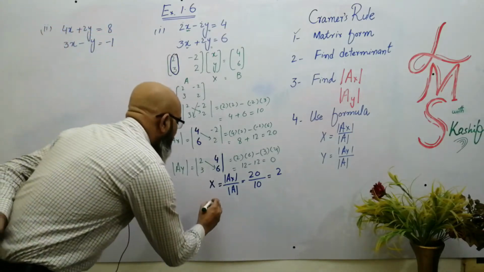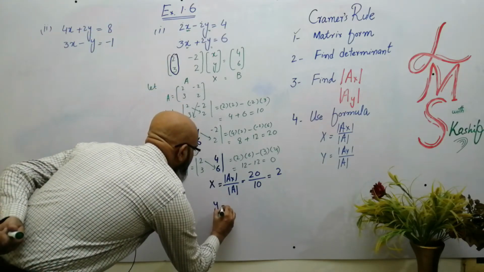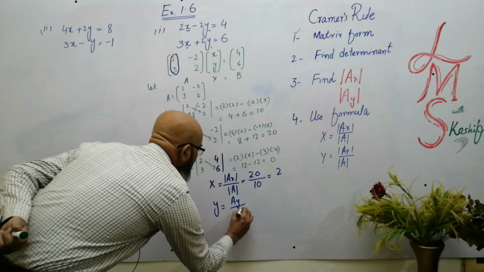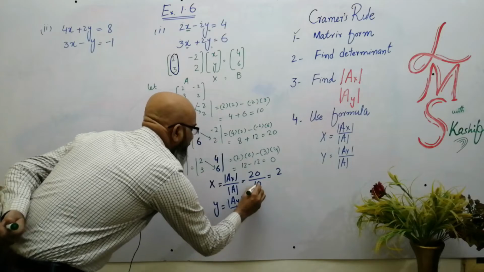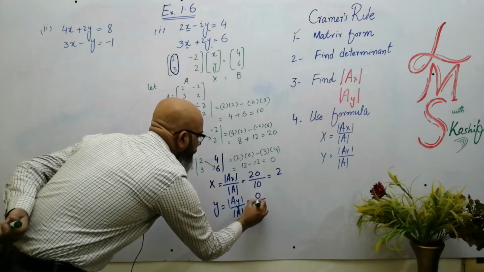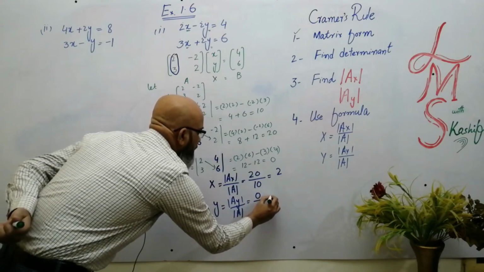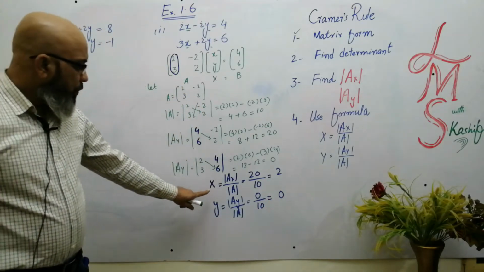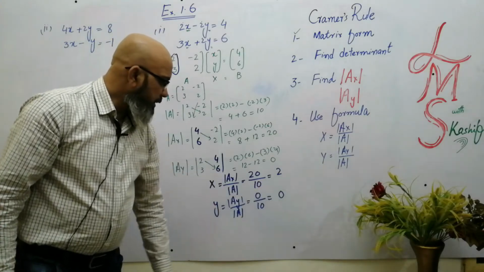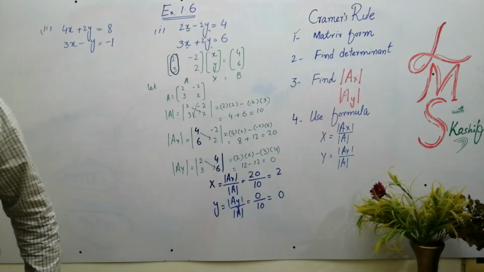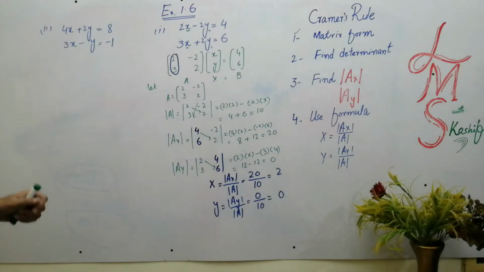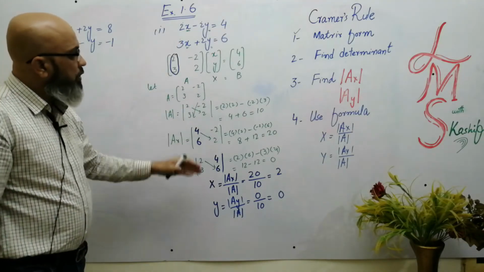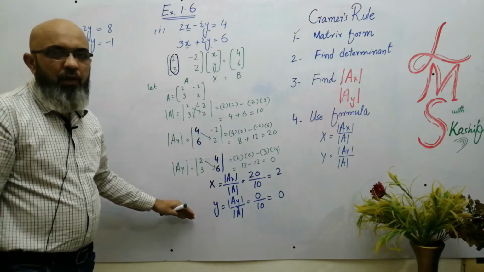Clear? Now the value of y. Similarly, Ay determinant over A determinant. What is Ay determinant? That is 0 over 10. So your answer is 0. So it means the value of x is 2 and the value of y is 0. So I hope you understand how to solve linear equations with the help of matrices.